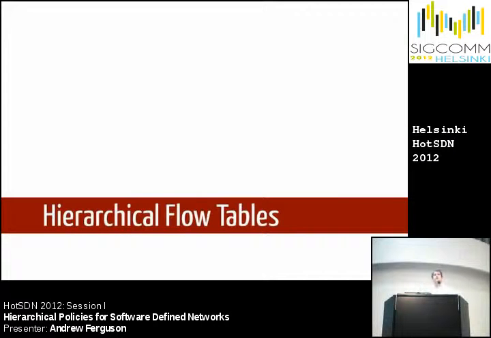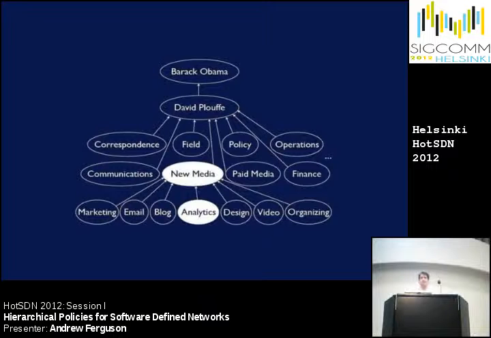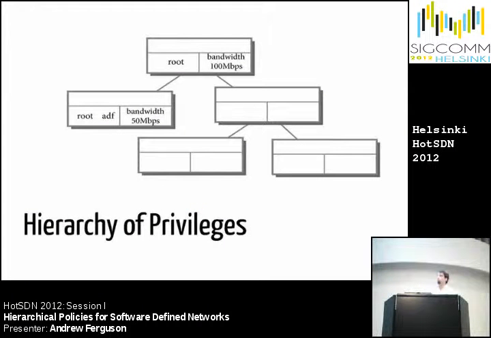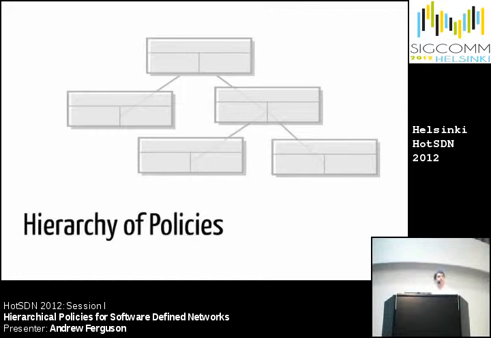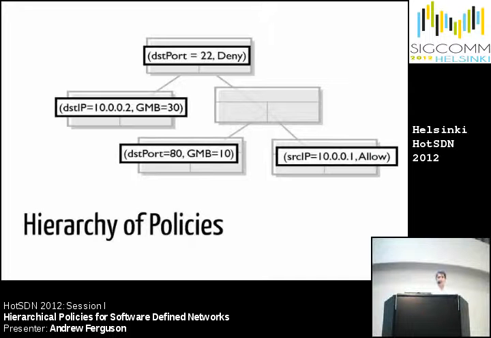The core of PANE's design is a policy language we call hierarchical flow tables, or HFTs. Hierarchies are a natural way to express delegation. In PANE, we have two hierarchies. The first is a static hierarchy of the privileges granted to users and their applications. This hierarchy sets the stage for a dynamic hierarchy of policy requests. As users and applications make requests, this policy tree grows, always within the bounds set by the privileges hierarchy.